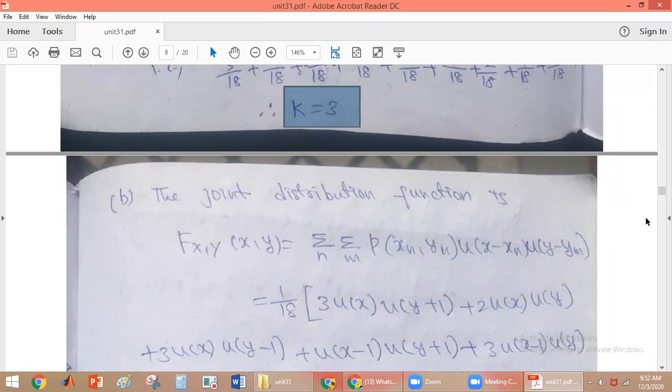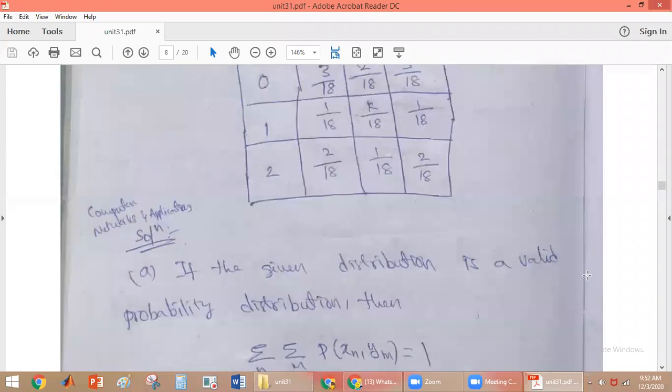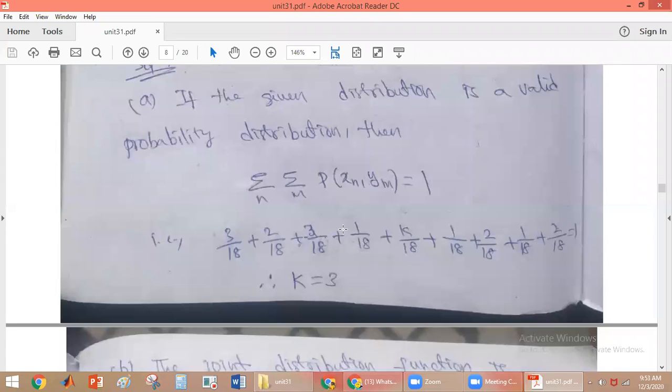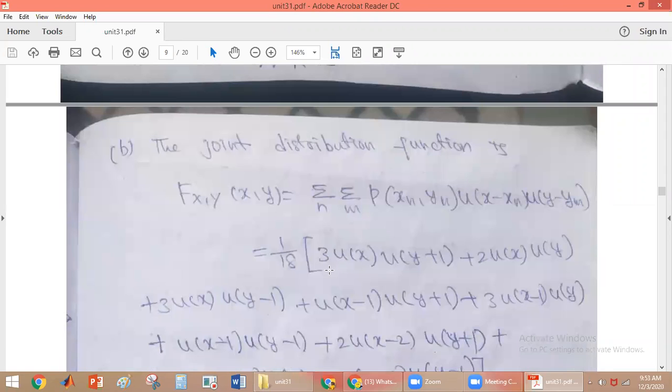Now if you observe this table, we know that x value here is 0, y value is minus 1. So what is the corresponding probability for x equal to 0 and y equal to minus 1? The corresponding probability is 3 by 18. So we have 3 by 18. X value is 0, y value is minus 1. So u of x minus 0 is u of x only, and u of y minus of minus 1 is u of y plus 1.